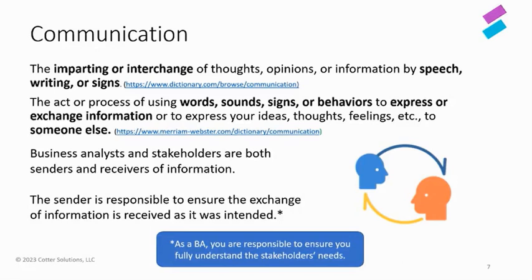However, as a business analyst, I think it's our role to make sure that the communication is clear, that our stakeholders understand the terminology that we're using. They understand the processes that we're going through. They understand why we're doing what we're doing.